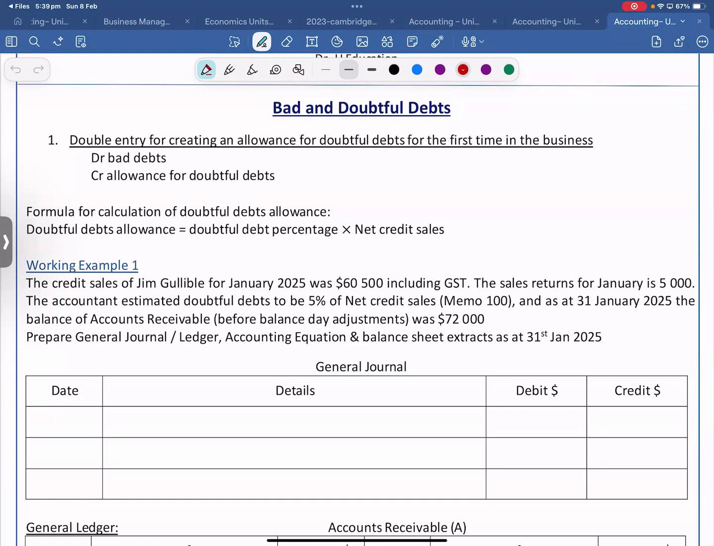What are we doing here, guys? What is this one? Bad and doubtful debt. What adjustment? Balance day adjustment. So what we are doing is a balance day adjustment. So when are we doing it? Balance day adjustments are on the last day of the period. Don't worry, I'll give you the dates. I haven't started. This is January 31st.